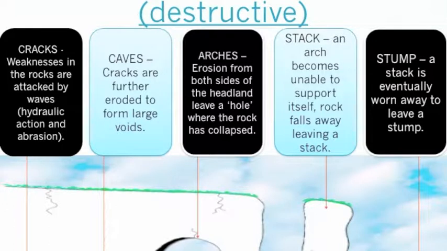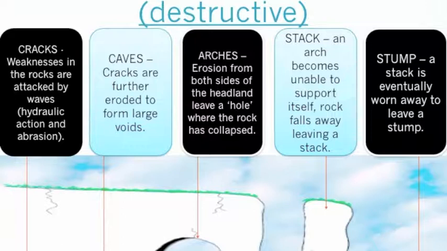Okay, erosional landforms then, apart from your wave cut platform and your wave cut notch, and other destructive features that you can get. So I've labelled them all on the diagram. You can see it starts right at the left hand side with a crack. So this is just a weakness in the rock, and hydraulic action and abrasion play a massive part, and they widen these cracks and open them up into the next stage, which is caves.